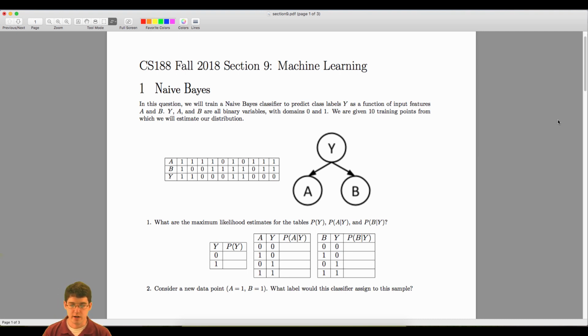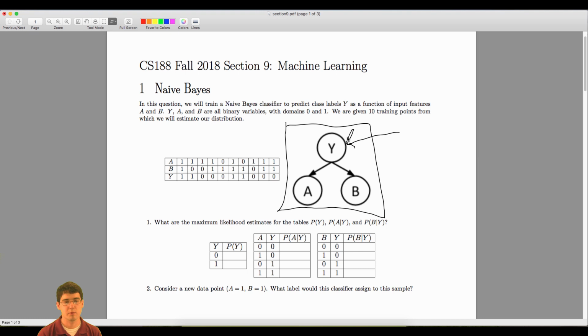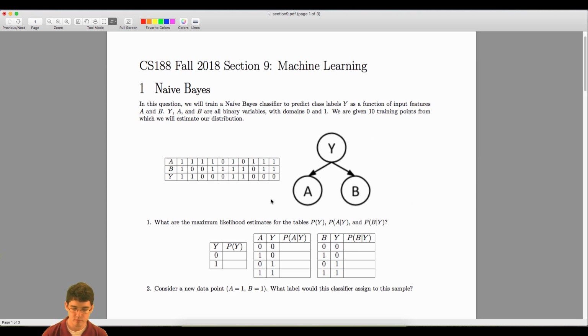So a naive Bayes classifier is just a particular form of Bayes net pictured here on your worksheet. So we have a variable that we're trying to predict. In this case, it's variable y. And then we also have down here the features. So we can have a large number of features, and these will all be pointing down as arrows from the predicted output y. So here, in this case, we only have two features, and those are A and B.